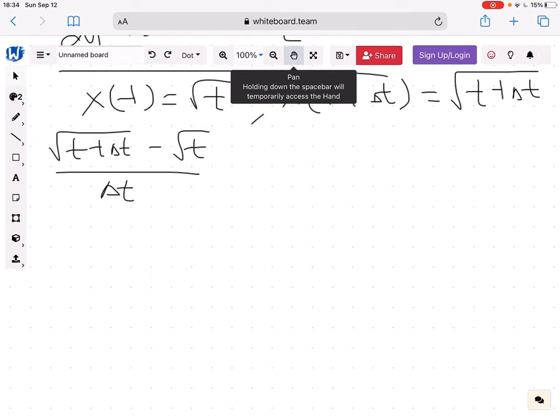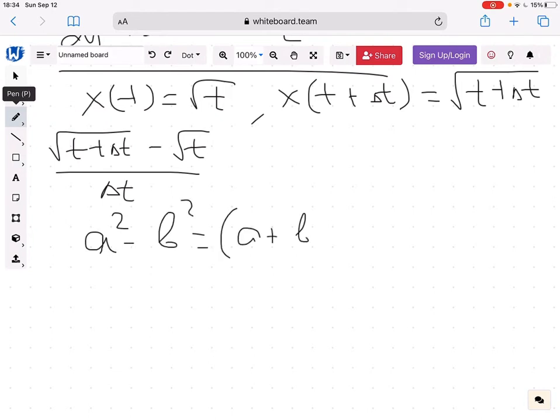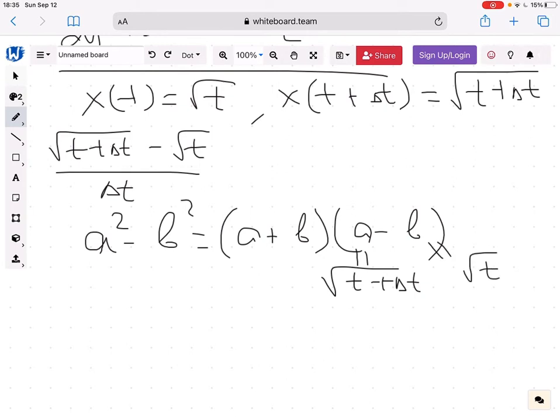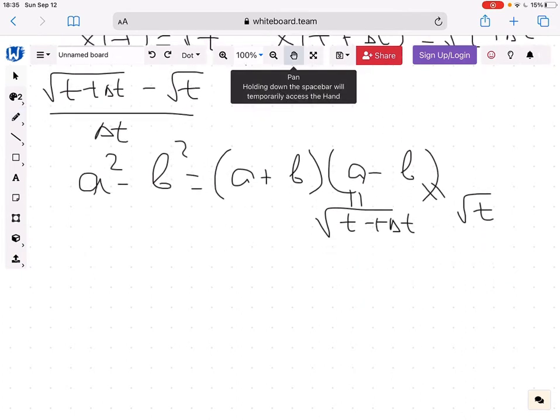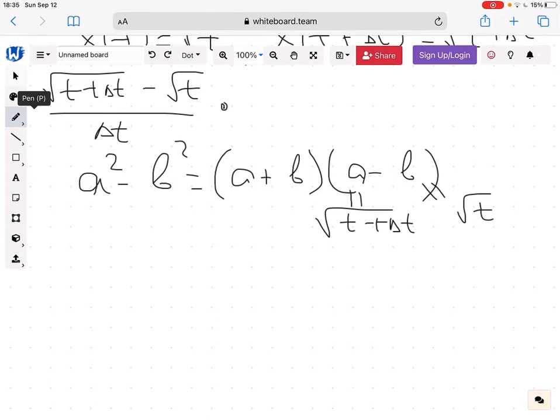And the formula is the following. A squared minus b squared is a plus b times a minus b. Okay? And now what we're going to do, we're going to say that a is our square root of t plus delta t, and b is our square root of t. So what we see on the top is that term a minus b. But we don't have the term a plus b. Well, that's no problem. Let's just put it in. So we're going to multiply that thing by square root of t plus delta t plus square root of t.